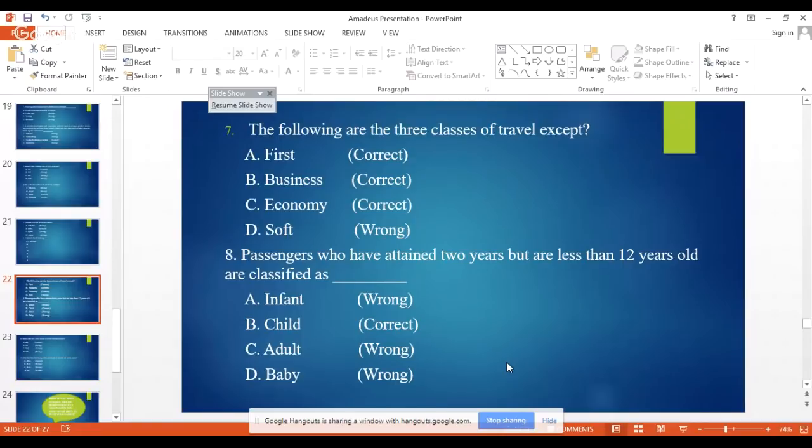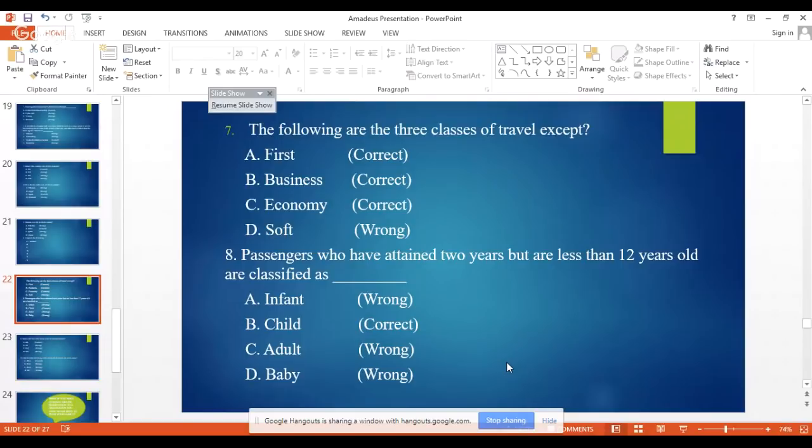We've talked about classes of travel today, and we said we have 3 classes of travel: first class, business class, and economic class. So for the question, the first option, first class, is correct. Option B, business class, is also correct. Option C, economic class, is also correct as well. Then option D, soft class, is wrong.